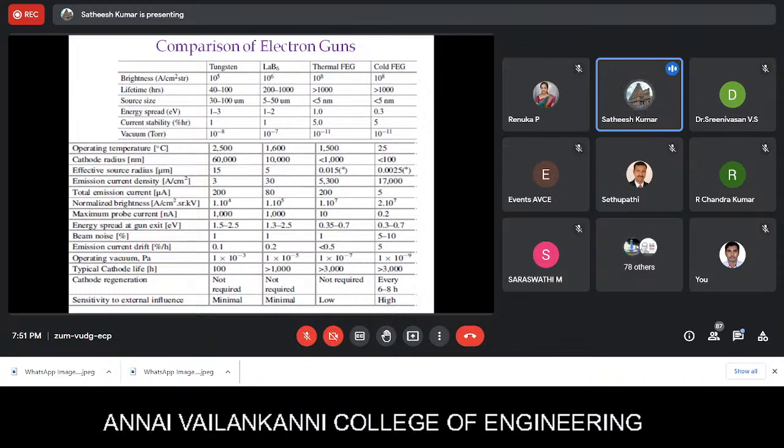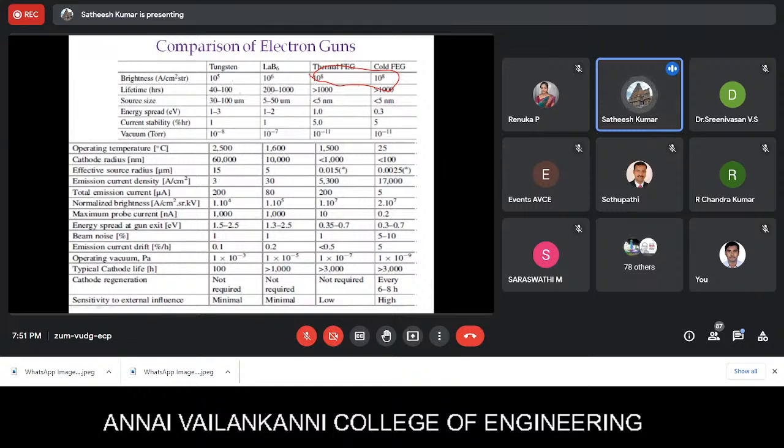So this is a chart which is very important in terms of how each type of electron gun varies in different aspects. Looking at the brightness, which we have discussed with the electron gun, you can see the field emission based guns are going to give you better brightness when compared to the tungsten or LaB6, where you can see two orders more.